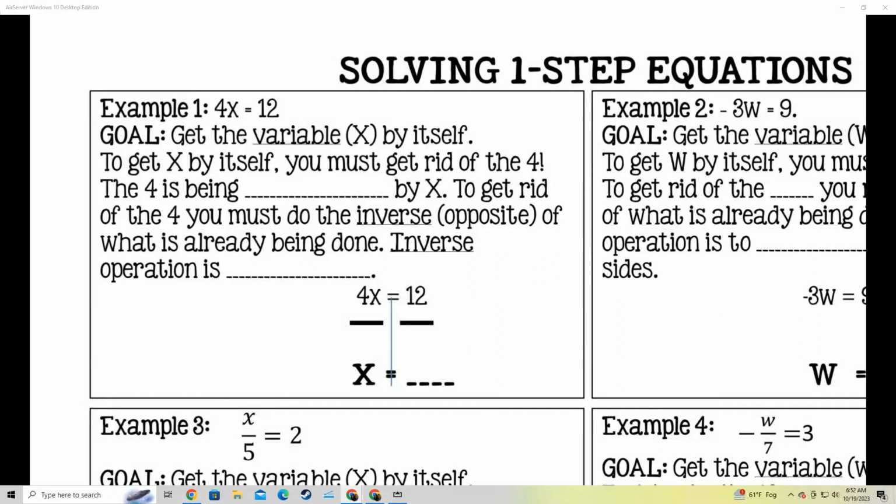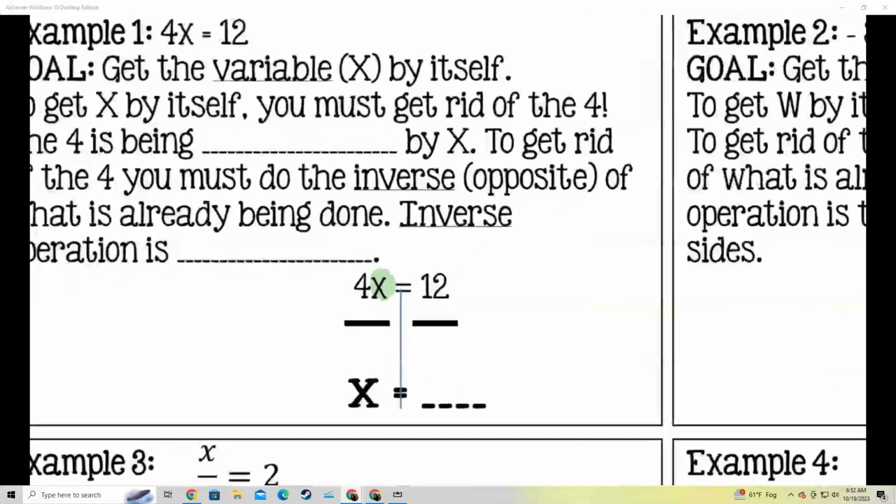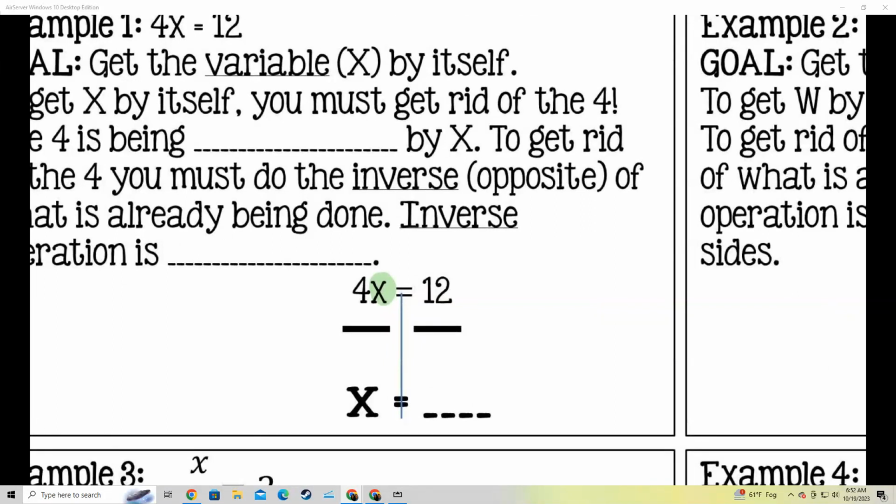Our example is 4x equal to 12. We want to get the variable x by itself. This is what I want to get by itself. To get the x by itself, you must get rid of the 4. Here's where it gets a little tricky, because there is no operation between the 4 and the x. If there is no operation, you need to remember that means it's the smallest operation possible, which is a little dot. Let me go ahead and put the little dot in the middle. And that dot means they're multiplying.